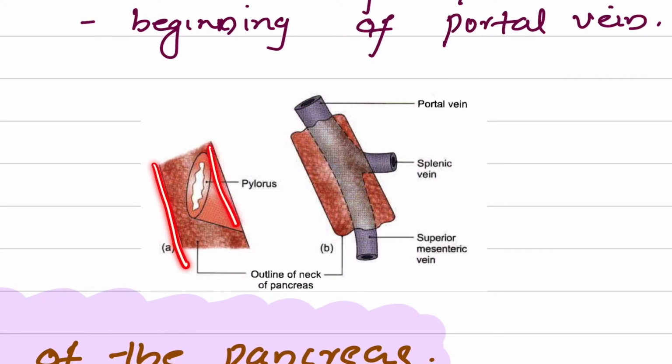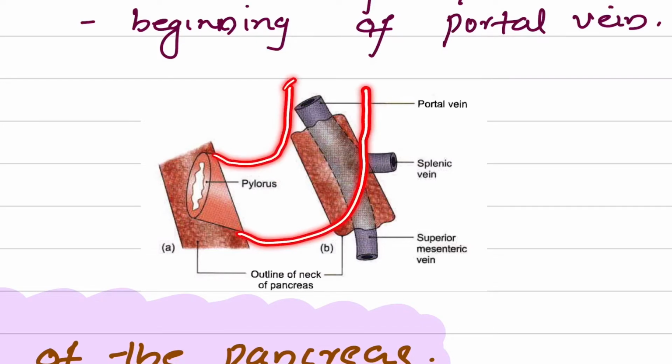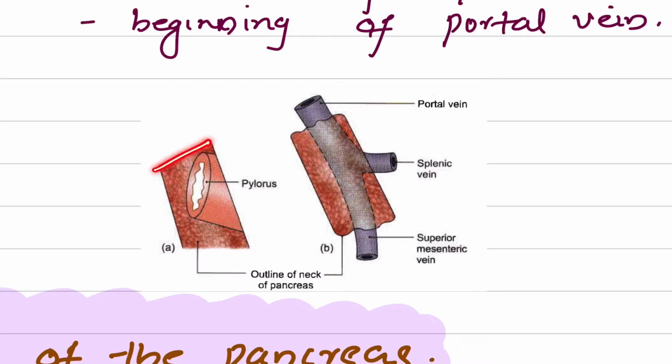So this is our neck of pancreas. We have our pylorus anteriorly. So the stomach is situated here. This is our stomach. So the last part of the stomach, the pylorus, is situated anterior to the neck of pancreas. So what is present behind this neck of pancreas? Posteriorly we have the portal vein formation.